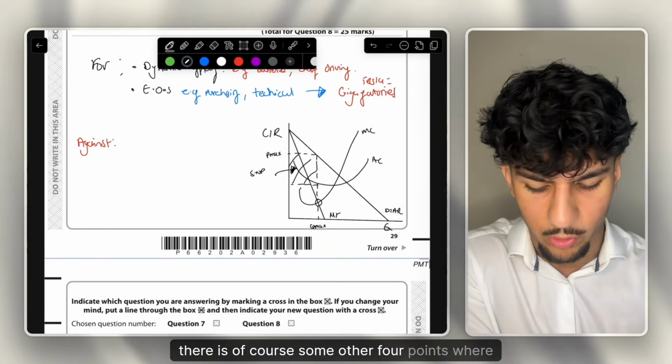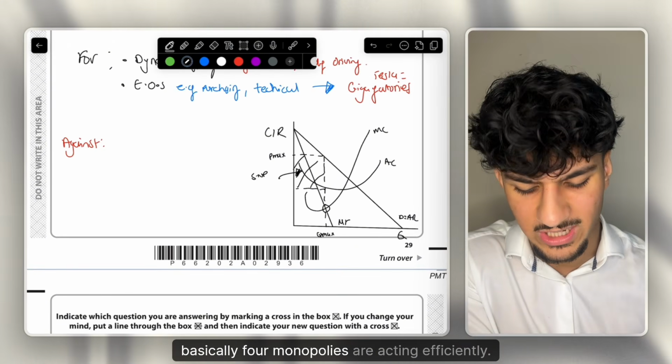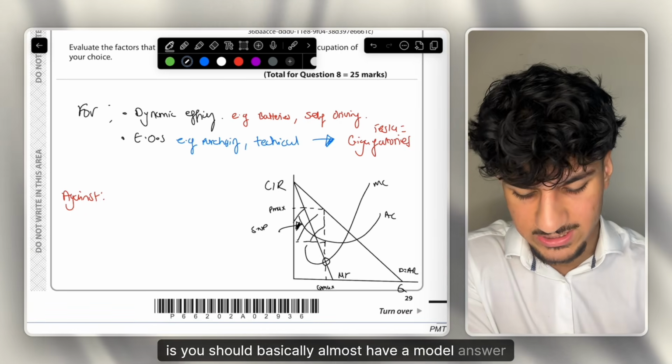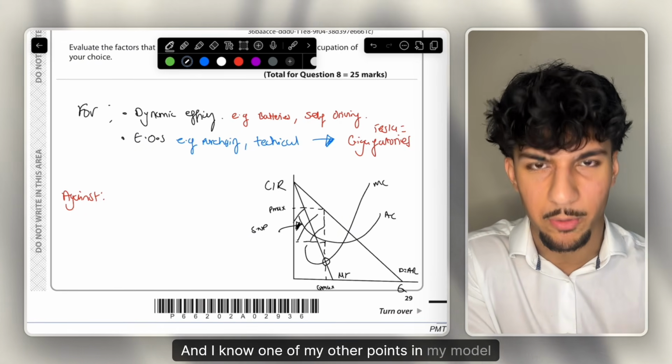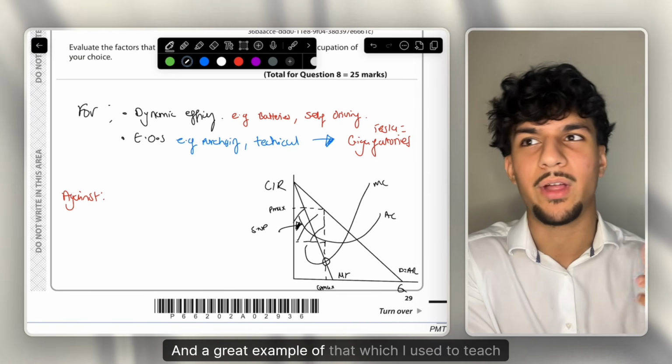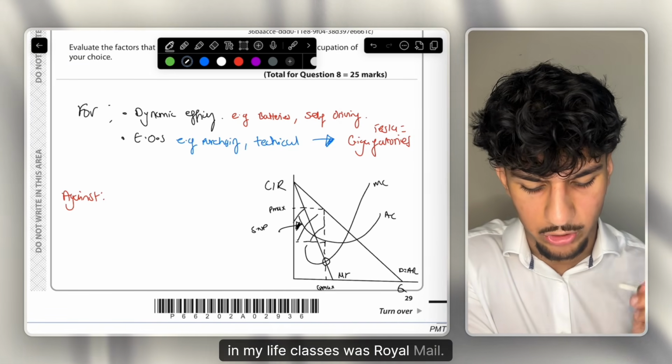There are, of course, some other points where, for monopolies acting efficiently, it's such a common question that you should basically almost have a model answer for this. And I know one of the other points in my model answer would be cross-subsidization. A great example of that, which I used to teach in my live classes, was Royal Mail.